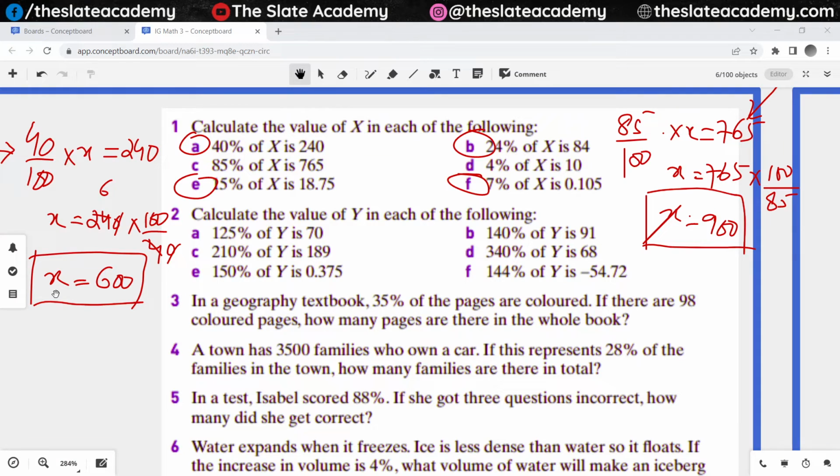So what's the answer for part? Which one are you doing right now? C, I did. So you're copying the solution, and after that you have to do B, E, and F. Miss, 85 divided by 100 is 765. Here I did it.